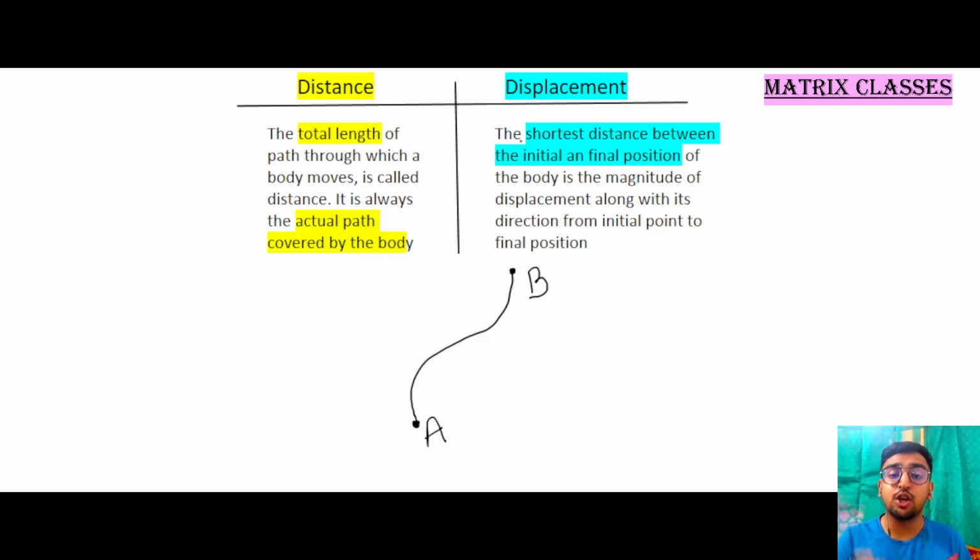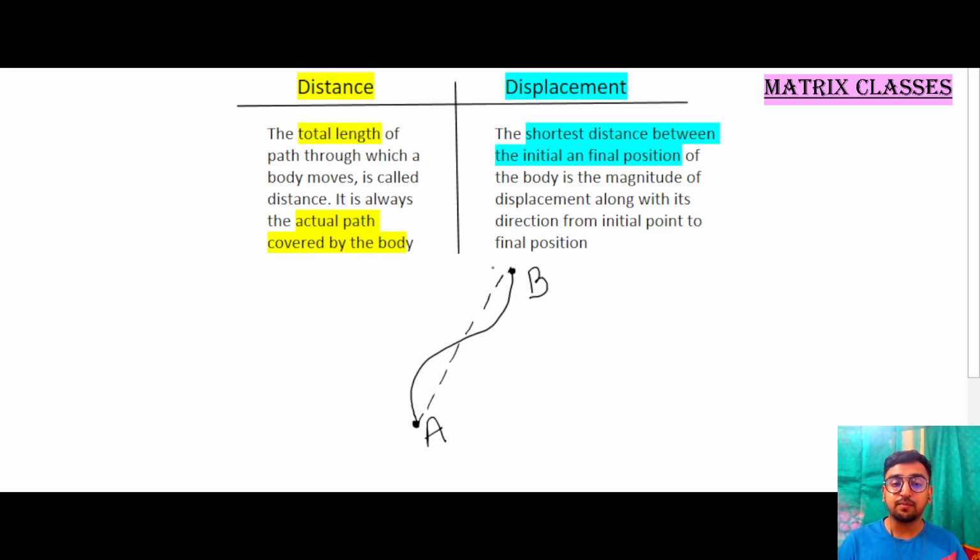On the other hand, what is displacement? Displacement is the shortest distance between the initial and final position of the body. What does this statement mean? It means that if this is the initial position and this is the final position, what is the shortest distance? Can you tell me, think a bit. What will always be the shortest distance? It will always be the straight line between A and B. This will be the shortest distance.